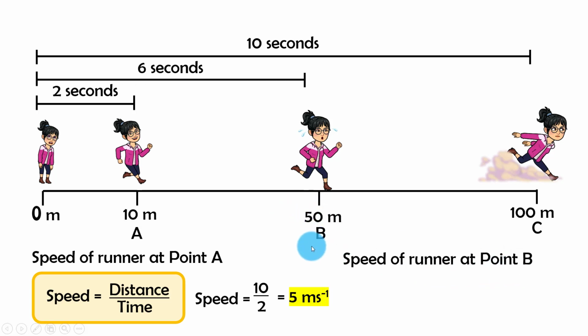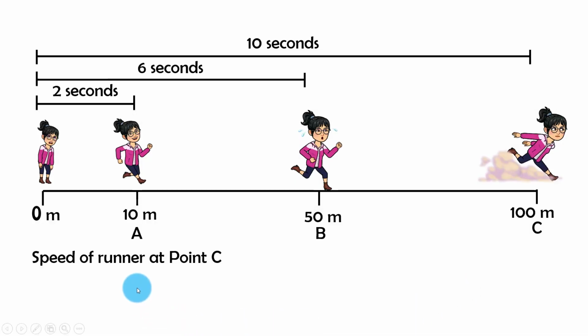Point B already is 50 meter. They're using 6 seconds to finish 50 meter. So we still apply the same formula. Speed equals 50 over 6. So I get the answer 8.33 m s^-1. Normally you get the answer as a decimal. We just take 2 decimal places, then enough already.